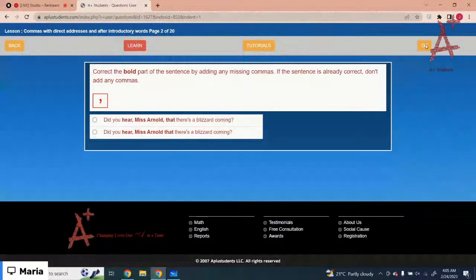Correct the bold part of the sentence by adding any missing commas. If the sentence is already correct, don't add any commas. Did you hear, Miss Arnold, that there is a blizzard coming? And the second one is, did you hear Miss Arnold that blizzard coming? So which is the correct option? Option 1 or option 2?